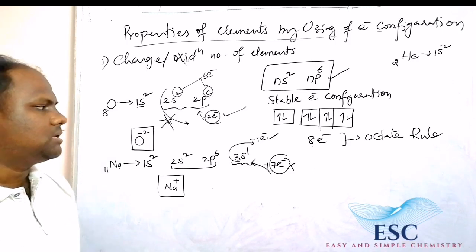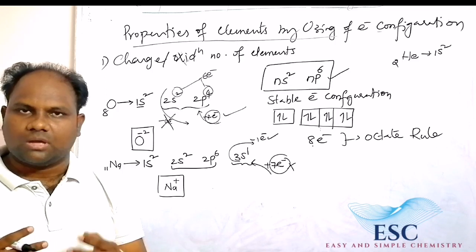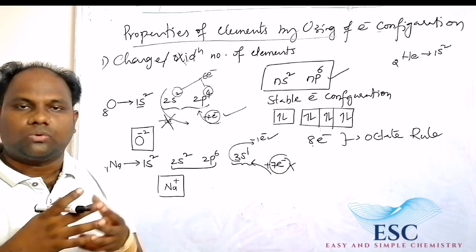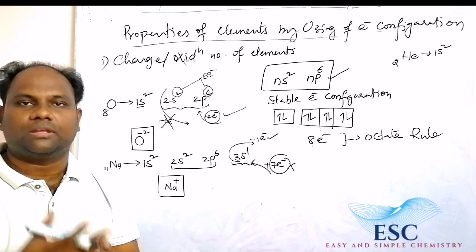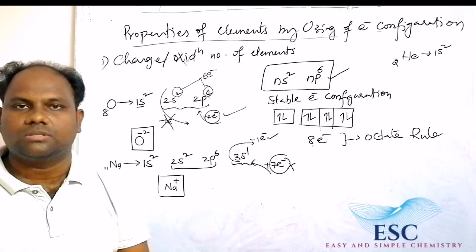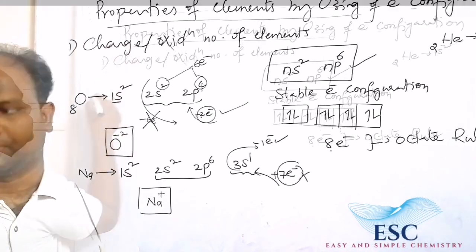Okay, so these are the conditions to explain accepting or losing electrons to become stable. This whole phenomenon explains the charges of the elements, or the oxidation number of the elements. I will show another example right now.